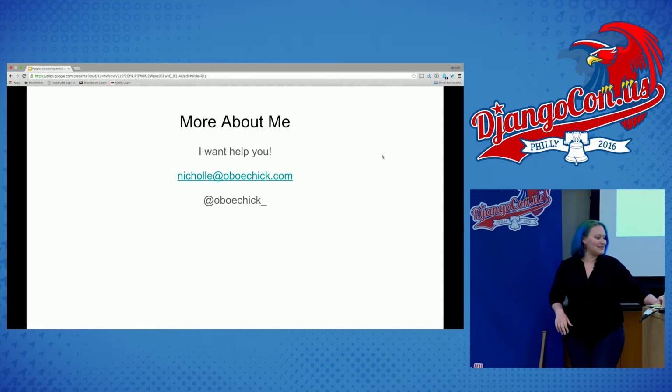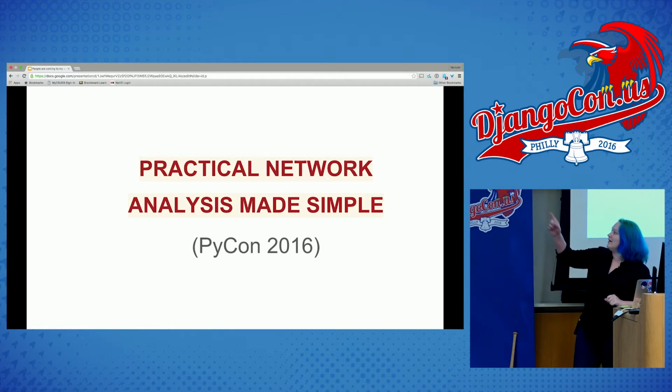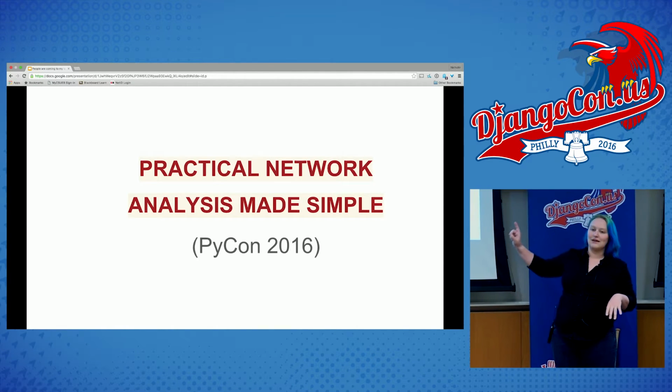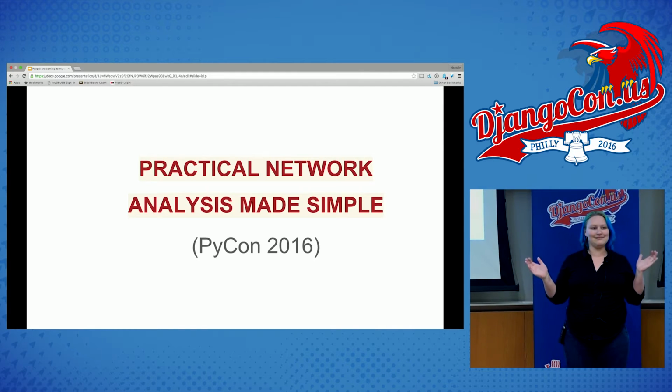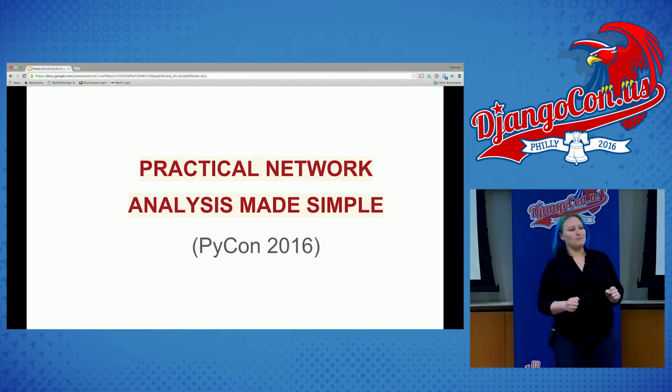So let's put this in context of a topic that you know. This is one that I did not actually go to, but this is a topic that I pulled from the PyCon workshops list. Practical network analysis made simple. Okay, well, the first thing that I see is practical network analysis. Okay, great. I want to know more about that. I show up. I find out that it's an intermediate level workshop.